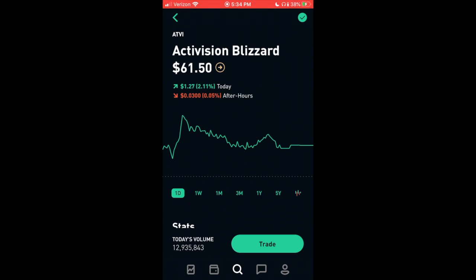But jumping over here, bottom right hand side, if you've never traded options before, this is going to be an educational video. All options and trading on Robinhood is at your own risk. So this video is not to give you any trading advice, just give you an educational overview of what it looks like to trade options. So bottom right corner here, we're on Activision Blizzard. We're going to click on trade.